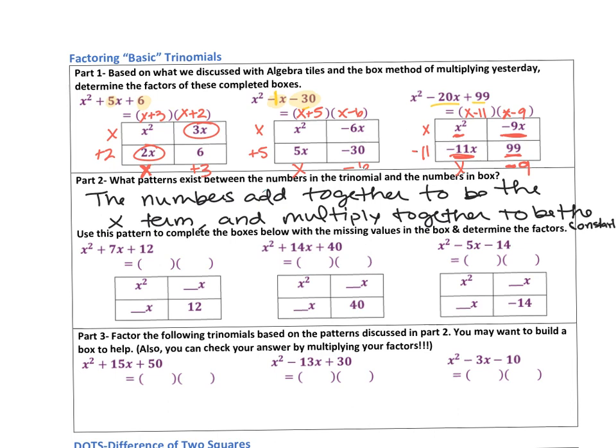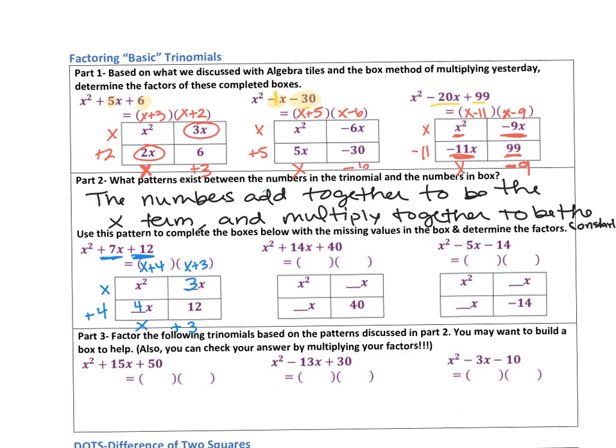Okay. So we should be able to use that pattern to kind of speed up our process of thinking. So as I'm looking at this, right, what are two numbers? I got to ask myself the question, what are two numbers that multiply to 12 but add to 7? And those two numbers are 3 and 4. Then you can pull out your GCFs, right? X 4, X 3. So x plus 4, x plus 3.